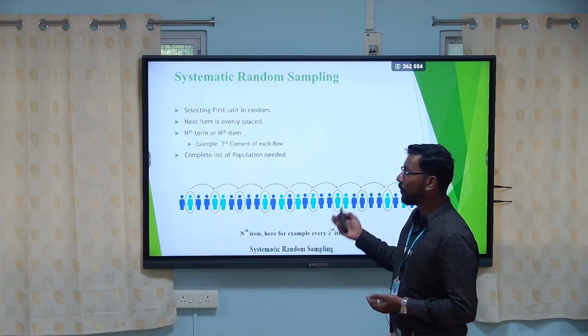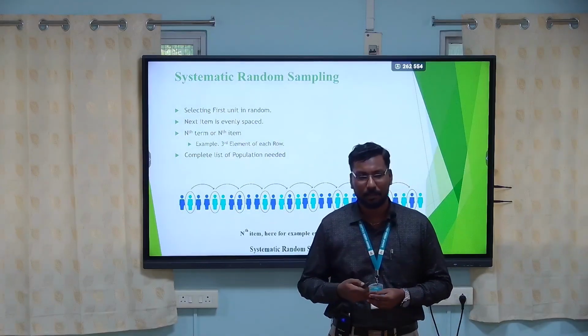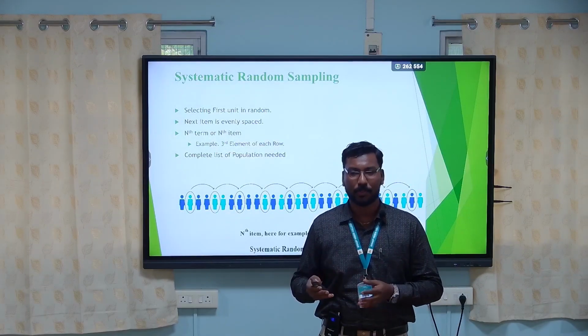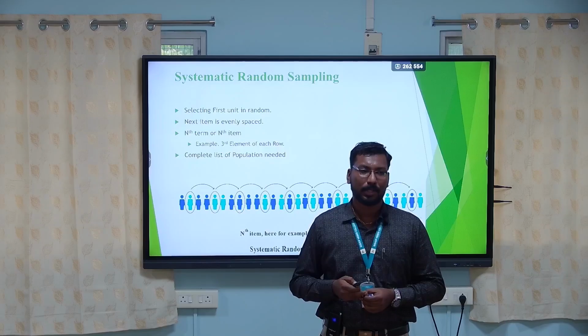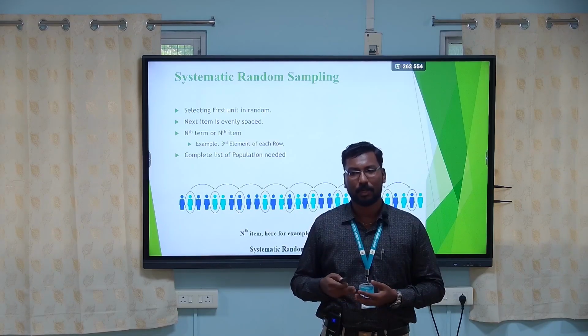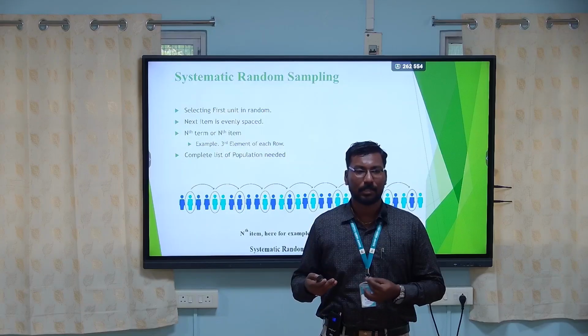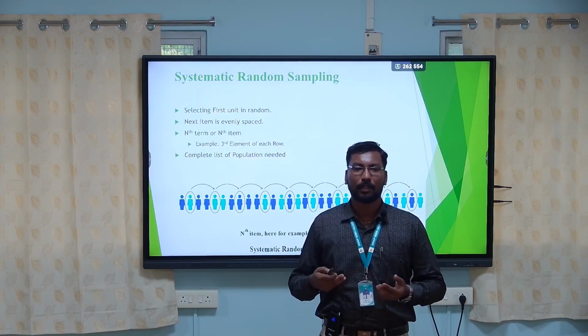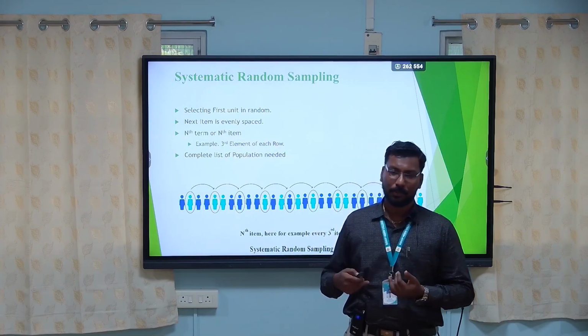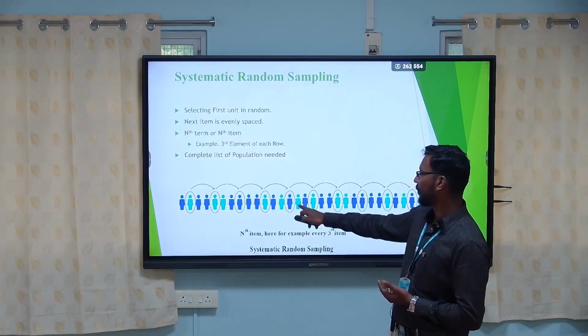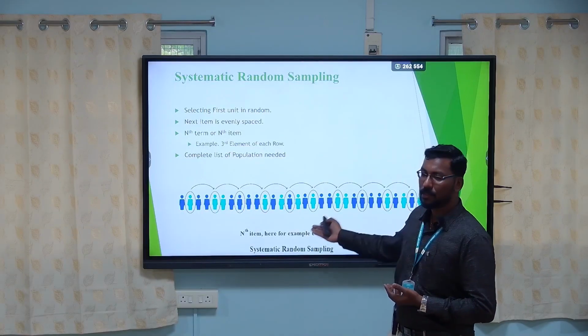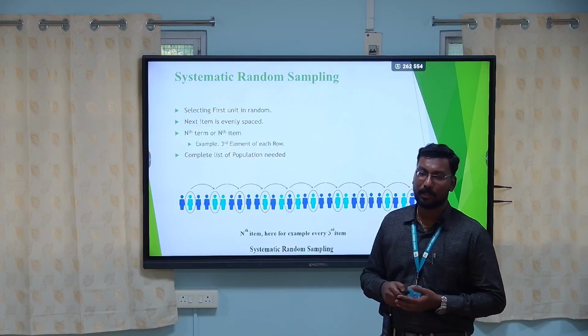The second is systematic random sampling. As the name suggests, there is a systematic approach of selecting the sample. For example, I have a list of 1000 students. I am going to select the nth item, for example 1, 10, 20, 30. In that systematic manner I select the students as a sample. This is called systematic random sampling.